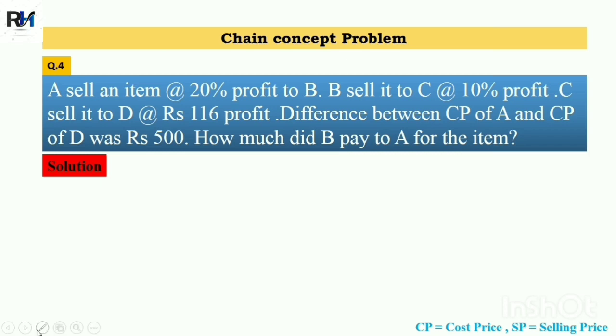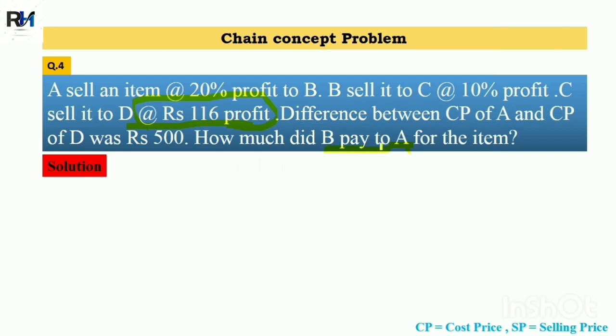Okay, so initially we are seeing the two differences. Here when C sells it to D, profit percentage or the loss percentage is not given. Profit of rupees 116 is given, means in terms of money it is being represented, and in the question it has been asked how much B paid to A. Here directly the CP of A is not asked, so we have to pay attention while solving this problem.